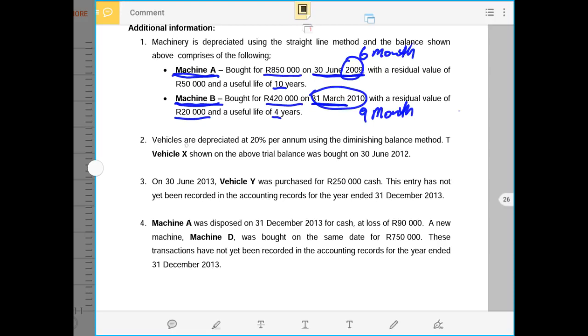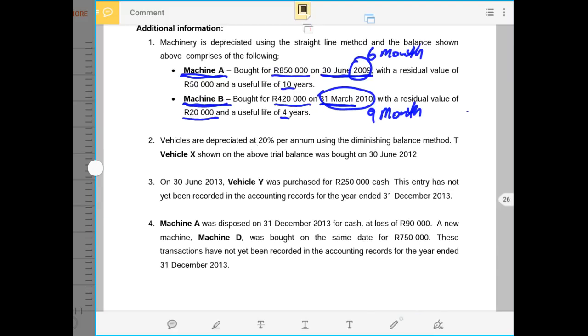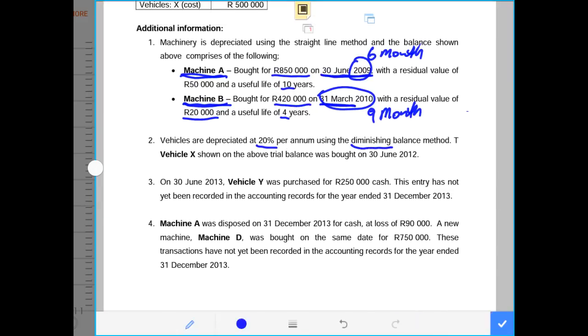Number two says vehicles are depreciated at 20% per annum on the diminishing balance method. Then it says the vehicle X shown, not vehicles, the vehicle X shown on the above total balance was bought on the 30th of June in the year 2012. So now obviously in the year 2012, depreciation must be calculated for a period of 6 months, which is July, August, September, October, November, December. Therefore now that depreciation for 2012 becomes the opening balance of depreciation in the year 2013.